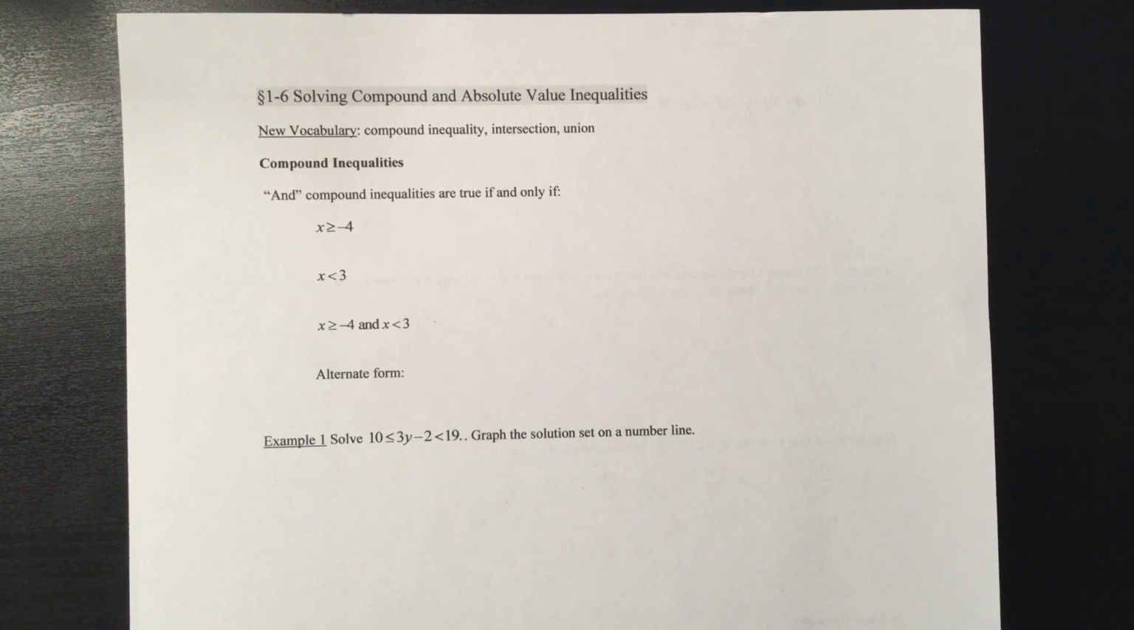A compound sentence, you join together with a word like and, or, but, you've got all sorts of options. With a compound inequality, they are combined only by the words or and and. Those are the only ones we use. So we're going to start with the and inequalities. And is a combination of the two. It ends up being basically the overlap.